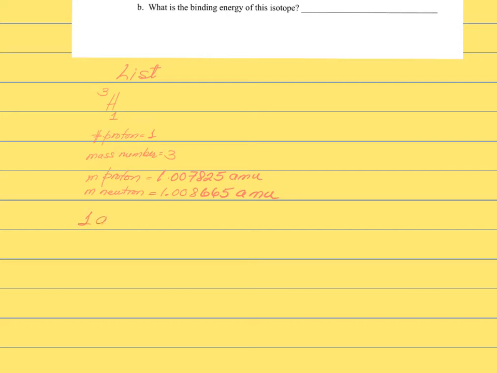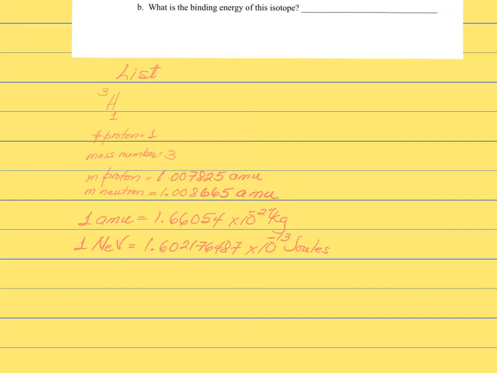1 atomic mass unit is equal to 1.66054 times 10 to the negative 27 kilograms. I'm going to give you that. And 1 megaelectron volt is equal to 1.6021 times 10 to the negative 13 joules. It's a super small number. So that's a given. It's always going to be a given.